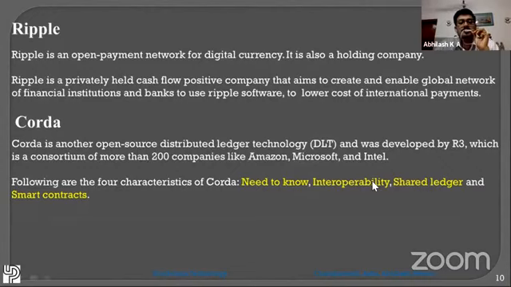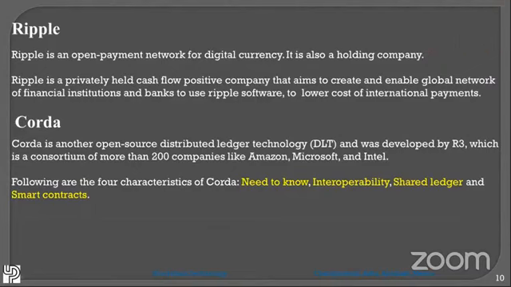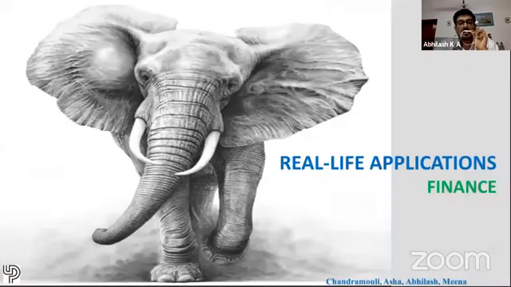Okay, so that's Ripple. Coda is created by a group of companies, Amazon and Microsoft. Here onwards, Asha will take care of the remaining sessions. Thank you all. I hope you had a good session.